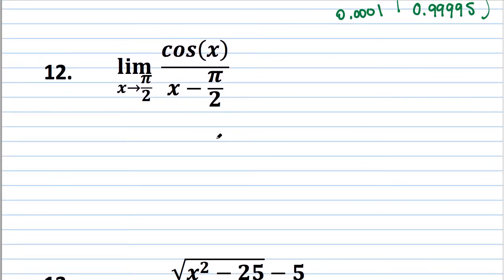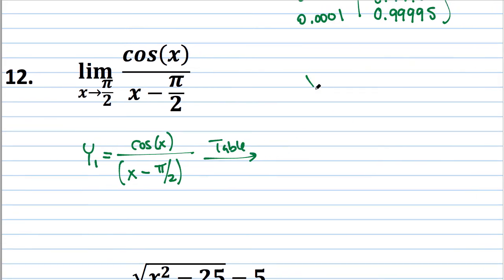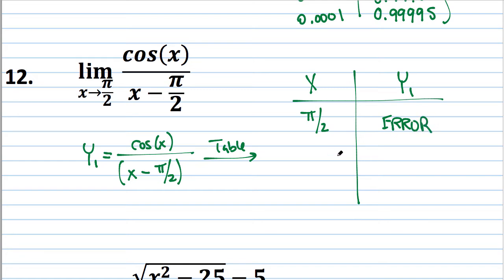Going on to number 12, I'm going to say y1 is equal to cosine of x over, and I'm going to make sure I use parentheses here, (x minus pi over 2). Again I'm going to go into my table and set up my x column and my y1 column. When I plug in pi over 2, I get an error again because my function is not defined there.